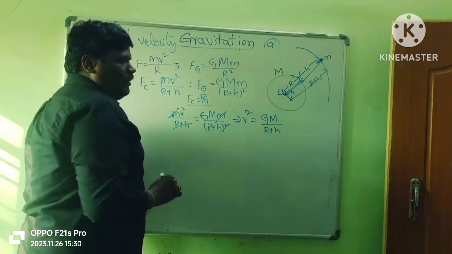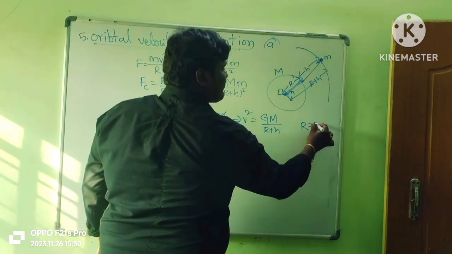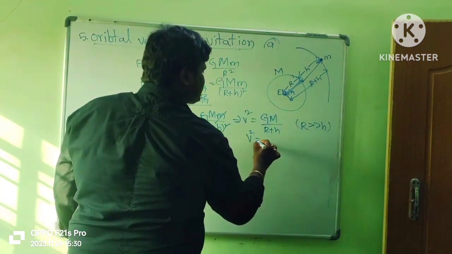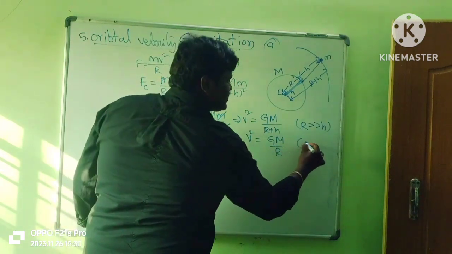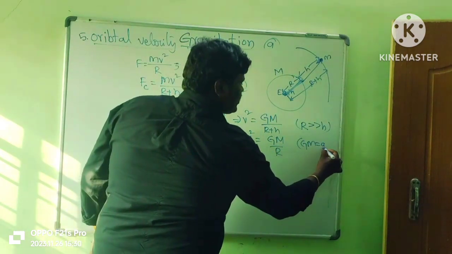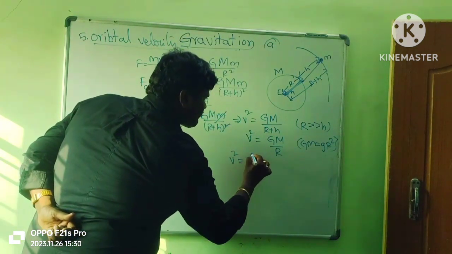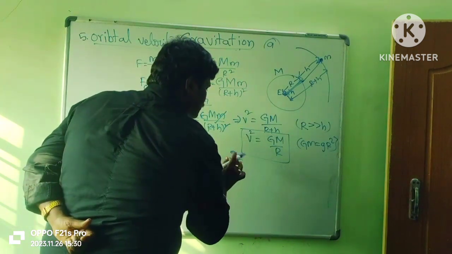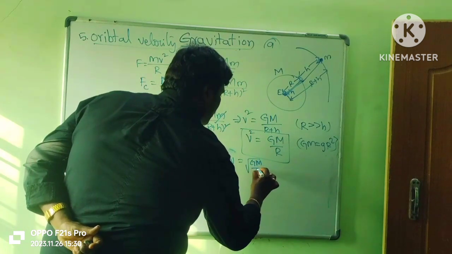Compared to the earth radius, h is very small, so we are neglecting the h. Therefore v square is equal to GM by r. We know that GM is equal to g r square. Therefore, v is equal to root GM by r.